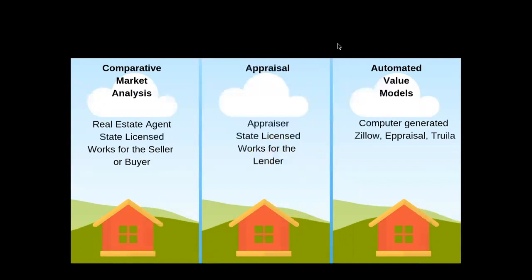A CMA is done by a licensed real estate agent, and they usually work for the buyer or the seller. The appraisal is done by a licensed state appraiser that works usually for the lender. However, the buyer or the seller will be the one paying for it. The buyer will pay for it if they're purchasing a home. The seller will pay for it if they're doing a refinance. Automated value method, that is when you use a computer-generated platform like Zillow, Realtor, or Trulia.